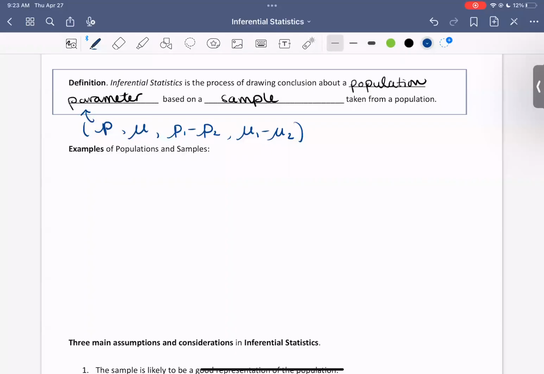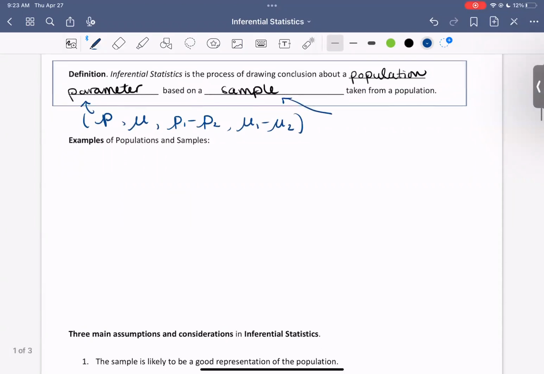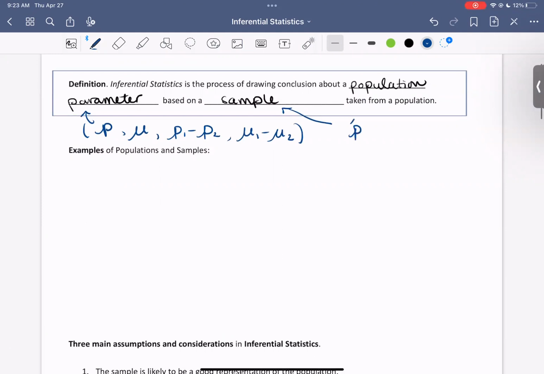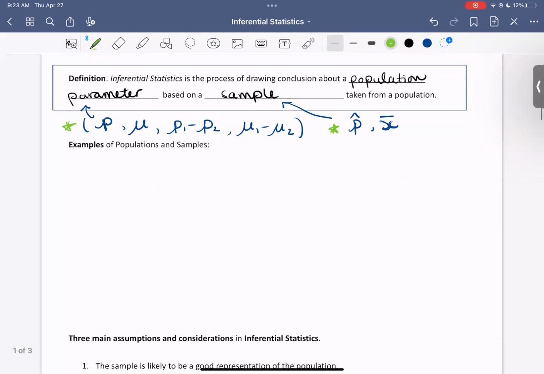And just to review some notation, we call the corresponding sample statistics: for a proportion, we call that p hat, and for a mean, we call it x bar. So again, just notation. For population parameters, we have proportion, mean, and differences of those. And we also have our notation for sample statistics, p hat and x bar, which are the sample proportion and sample mean.